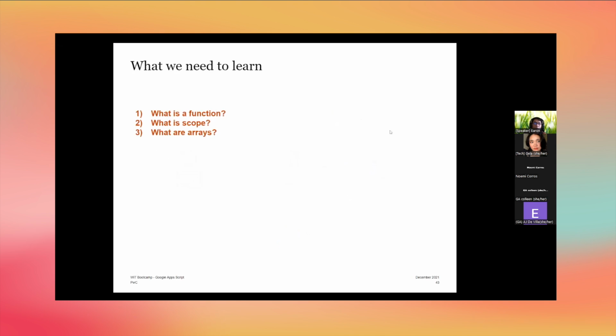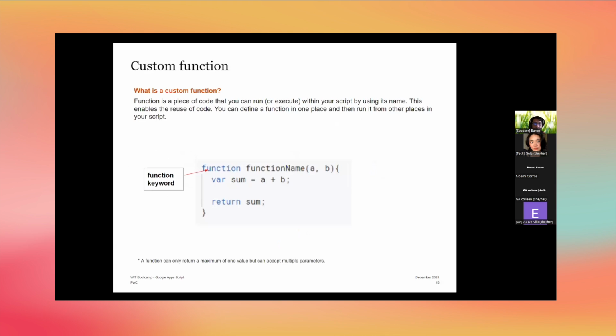So what we need to do here is learn what a function is, what a scope is, and what an array is. Okay, let's first discuss what a function is. A function is a type of code that you would like to be repeated, or continuously repeat doing, without typing the whole set of code again.